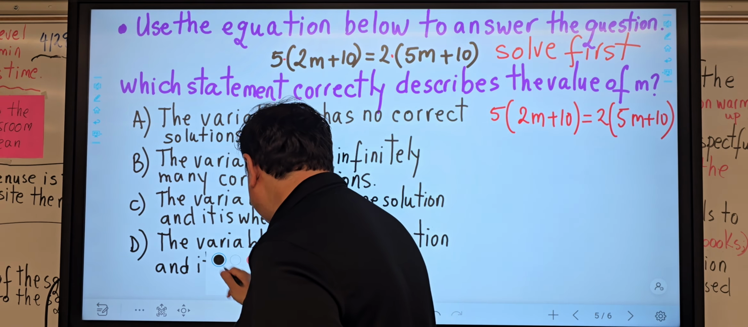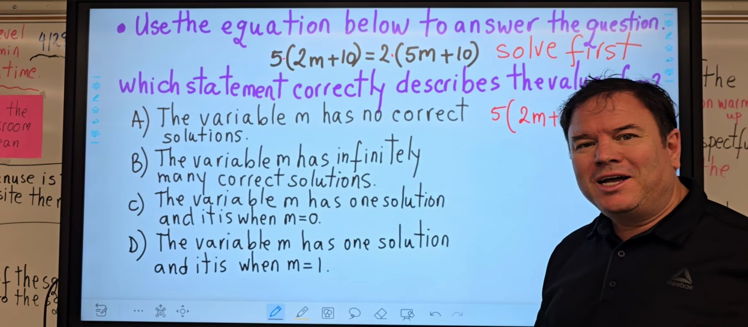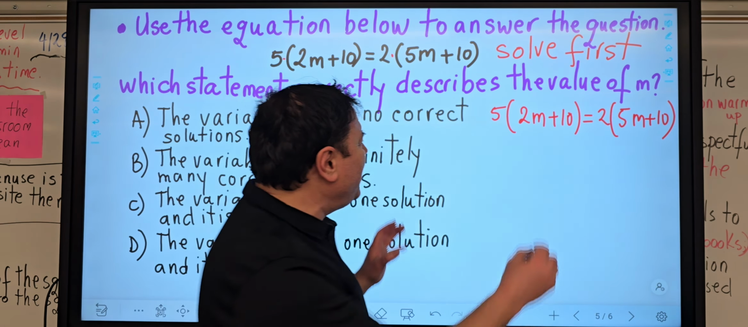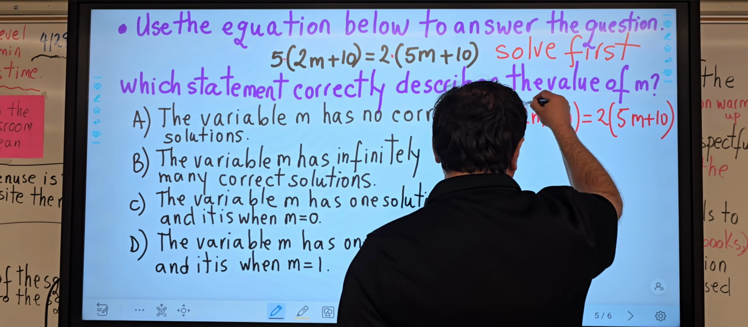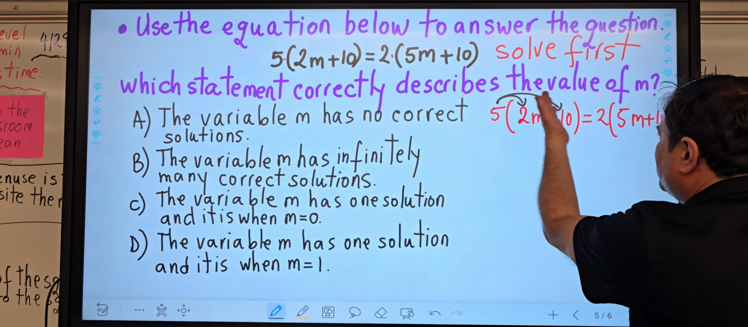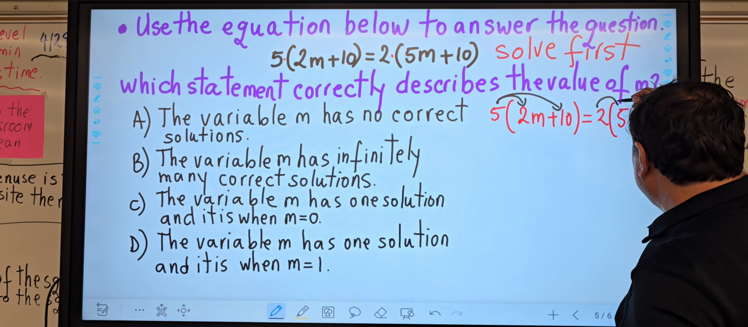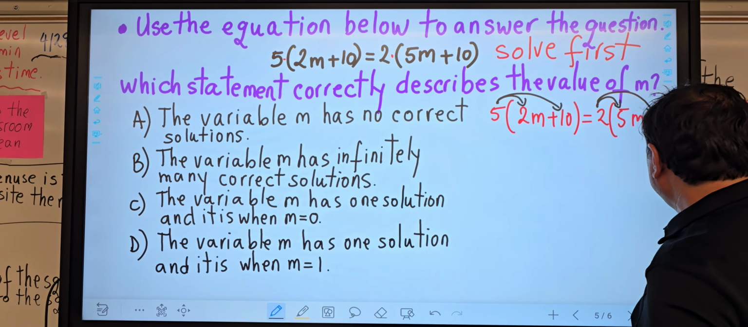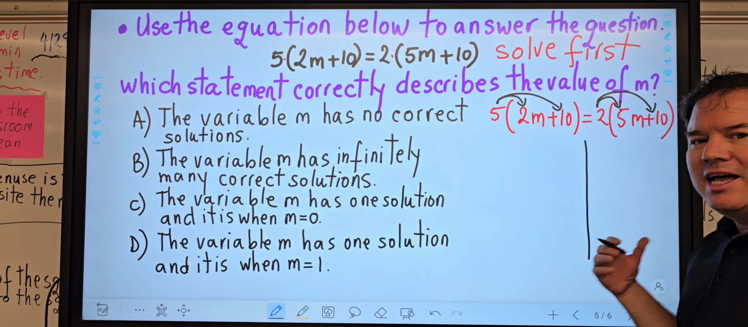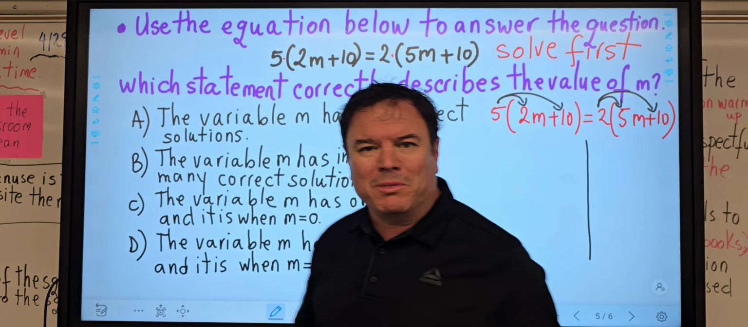And here we are going to use first the distributive property, that very, very important property where we have to draw the arrows, because we are going to distribute the 5 over 2m and distribute the 5 over the 10. And the same thing now we are going to distribute the 2 over the 5m and 10 and see what we get and solve this equation for m.